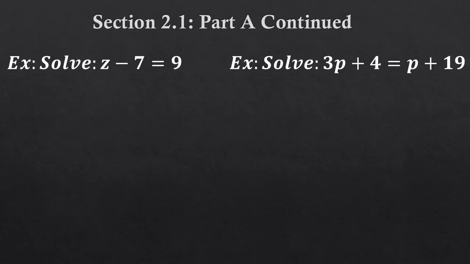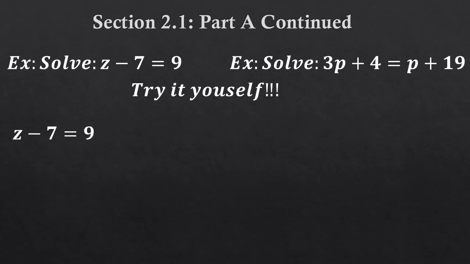Two more examples. I'm going to follow the same process as I just did in the previous slide. In order to solve for z, I'm going to add 7 to both sides. The 7's on the left cancel, leaving the z on the left-hand side by itself. Positive 9 combined with positive 7 is a positive 16, so z equals 16.